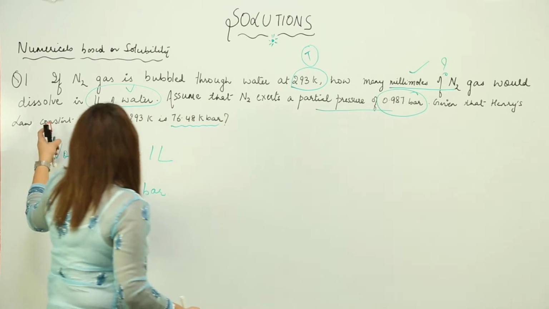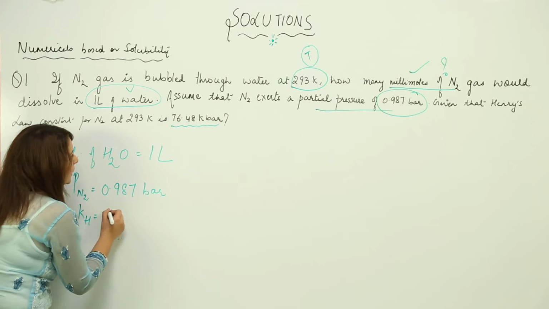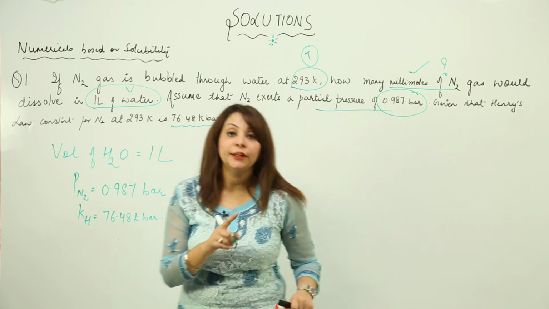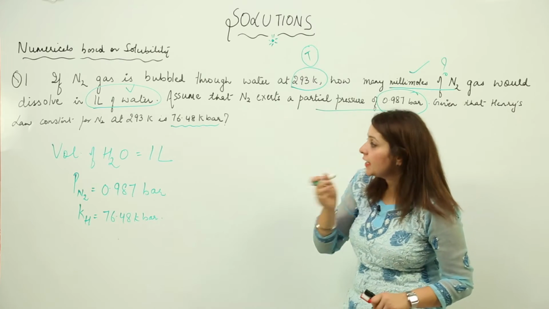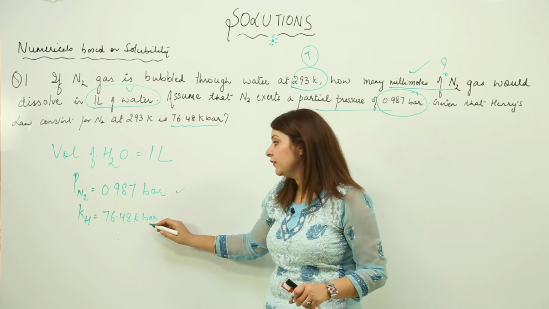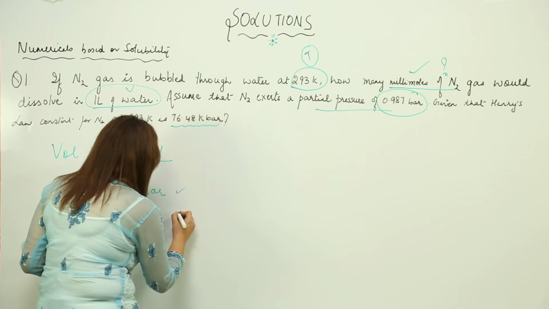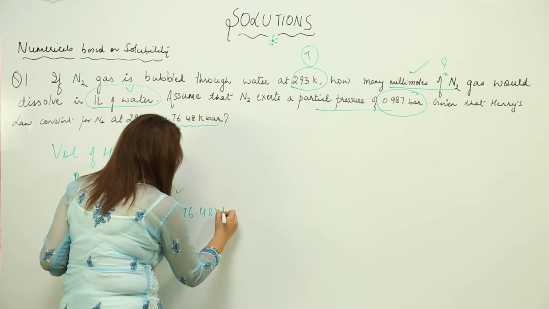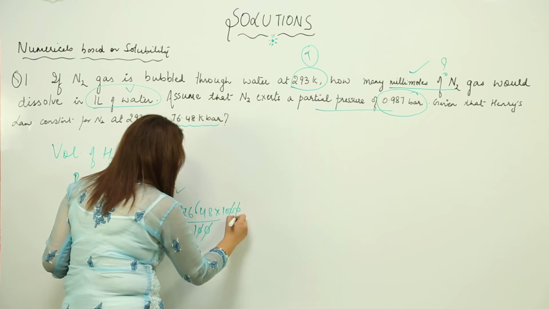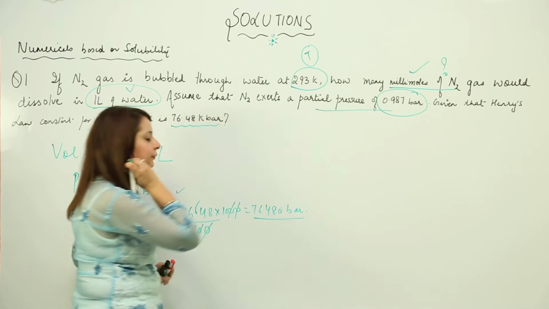What else are you provided with? Given that the Henry law constant for nitrogen is 76.48 kilobar. So this is our KH. The first rule is to check the units. As you can see here, we are provided with the partial pressure of nitrogen in bar, but the Henry constant is given in kilobar. So we need to convert this into bar. How will we convert it? By multiplying it with 1000, I get 76480 bar. So this is my KH.